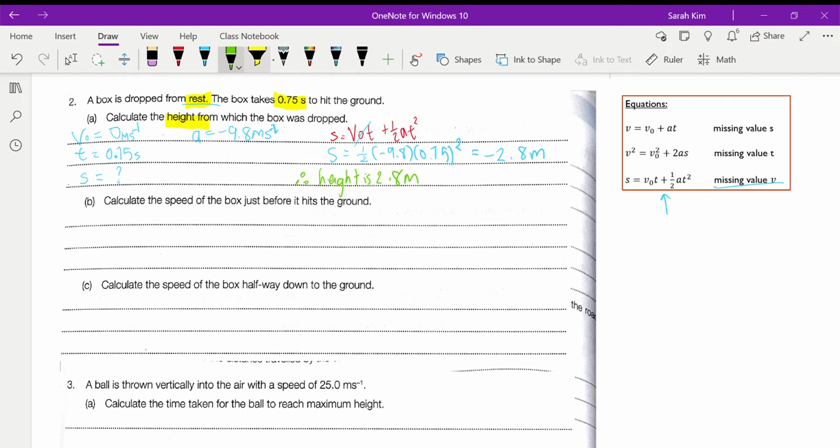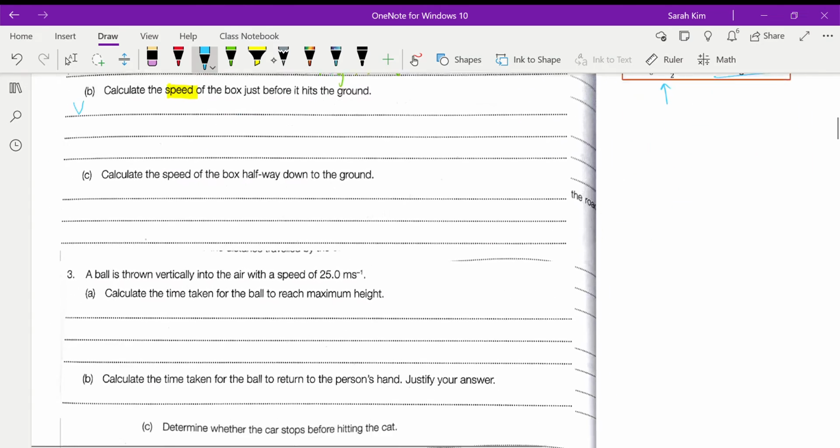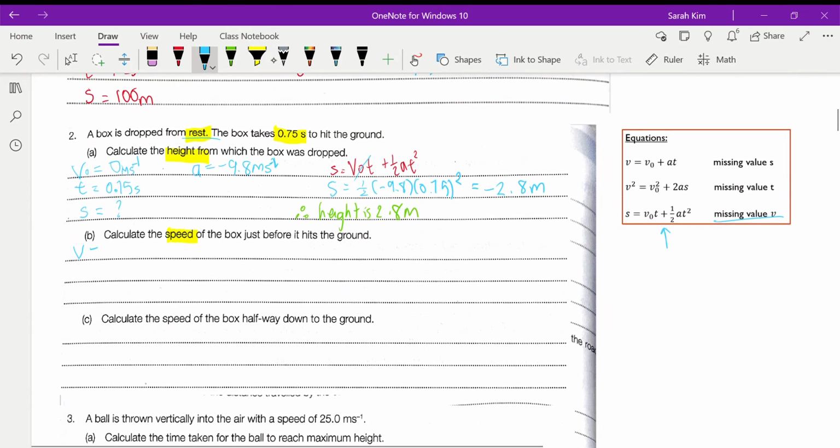Let's have a look at B. Calculate the speed of the box just before it hits the ground. Okay, so let's write some things down. My v is the question mark, because that's what we want to find. My t is the 0.75 seconds. My acceleration is still the same. And my v0 is still the same.